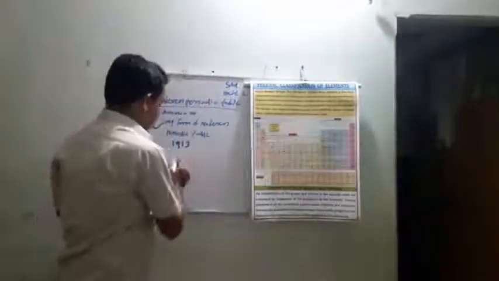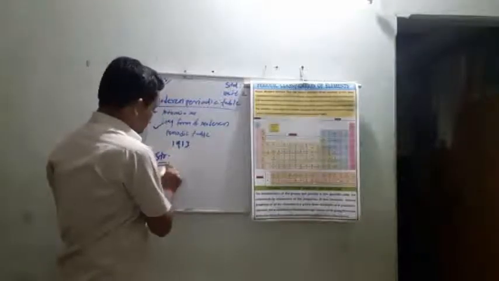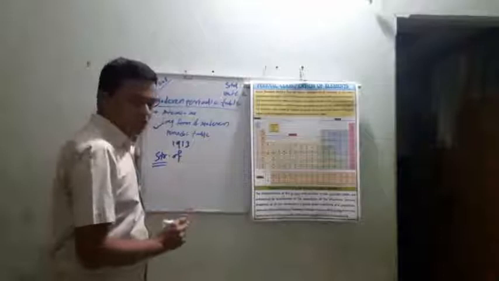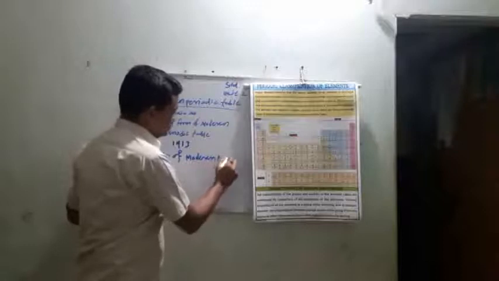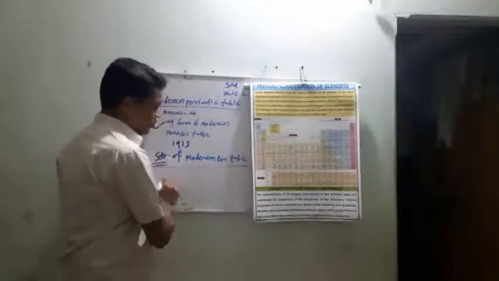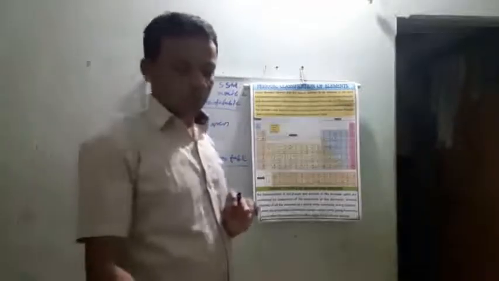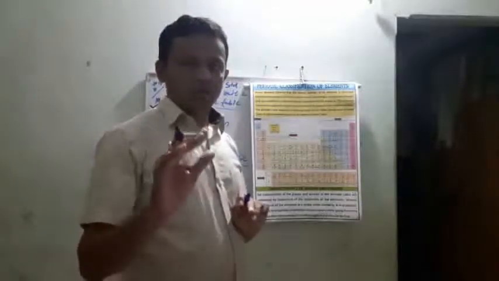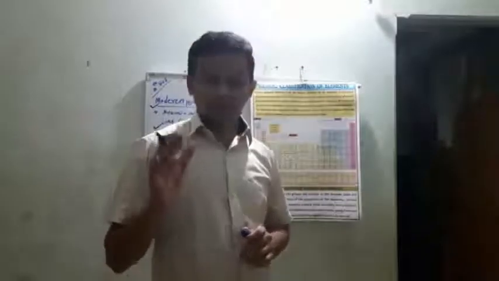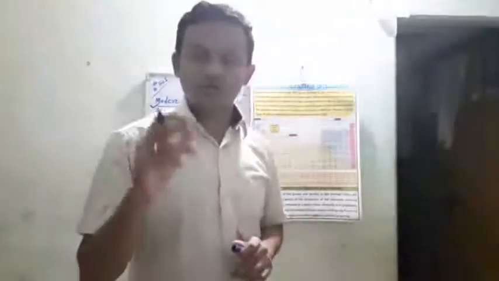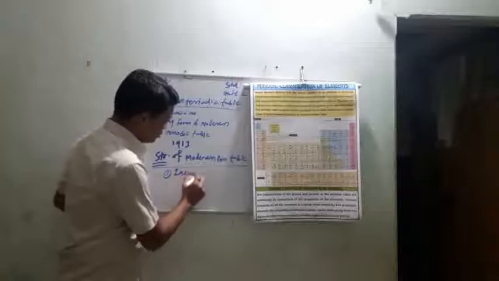Now we have to study the structure of this modern periodic table. In this modern periodic table, the elements are arranged in order of their increasing atomic number. So this is the first thing: the elements are arranged in order of their increasing atomic numbers. So the first point is increasing atomic number.